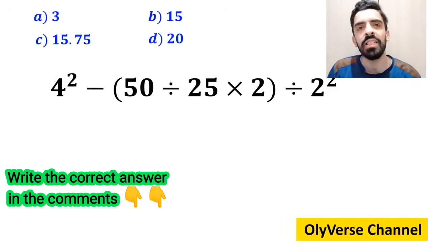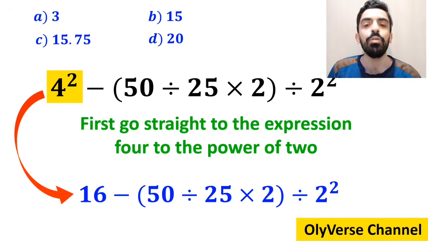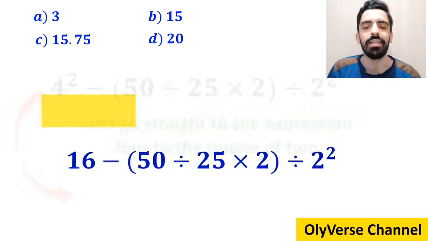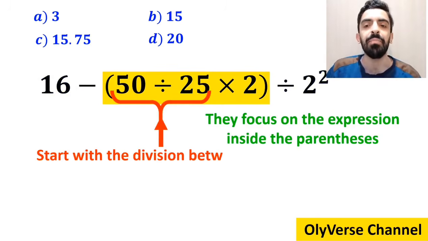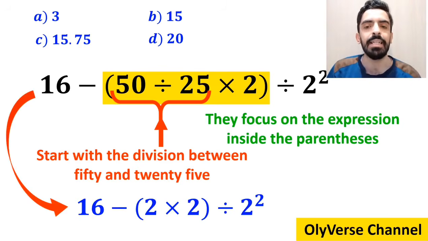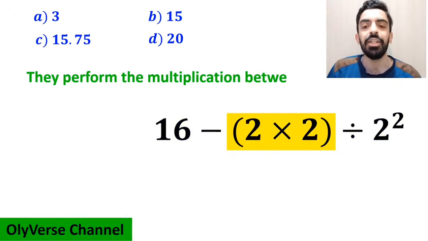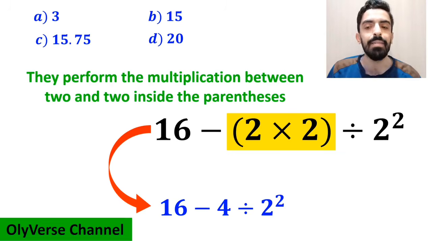Also, some other people when solving this question first go straight to the expression 4 to the power of 2 and simplify this expression to 16 minus 50 divided by 25 times 2 inside the parentheses, then divided by 2 squared. And the next step, they focus on the expression inside the parentheses and solve the division between 50 and 25. So, they simplify this expression to 16 minus 2 times 2 inside the parentheses, then divided by 2 squared.